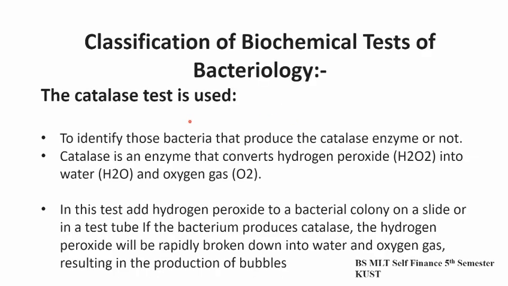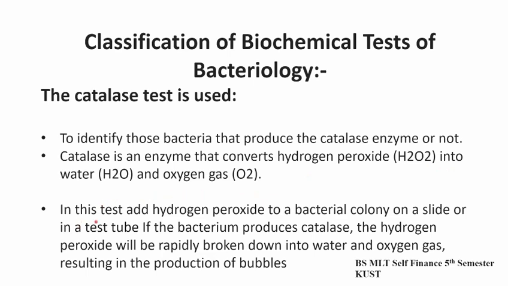Firstly, we will discuss the catalase test and its procedure. We will show you an animated picture of the negative and positive catalase test. The catalase test is used to identify whether bacteria produce the catalase enzyme or not. Catalase is an enzyme that converts hydrogen peroxide, H2O2, into water and oxygen gas.